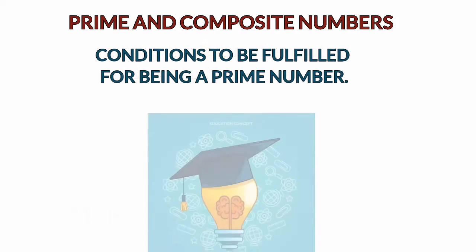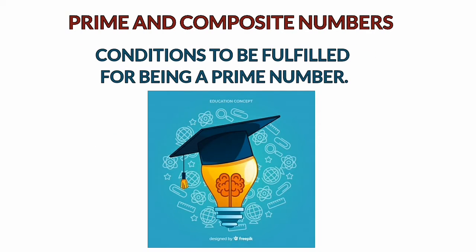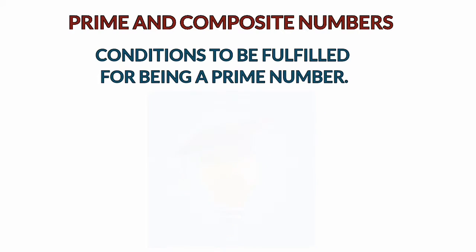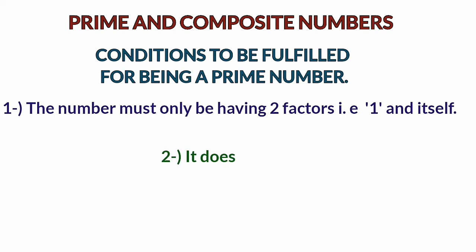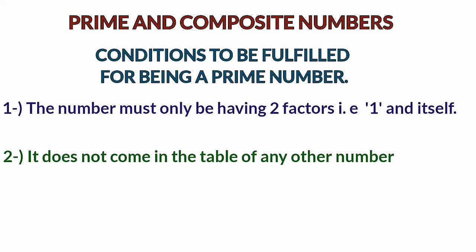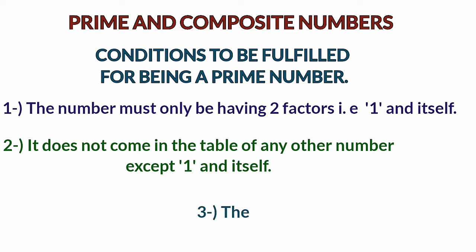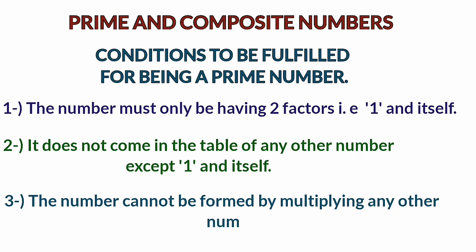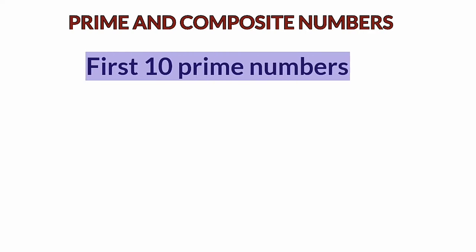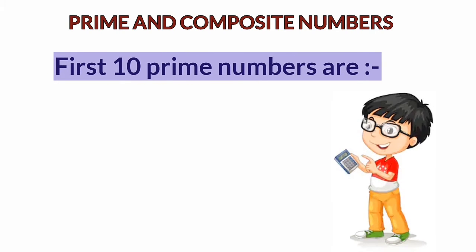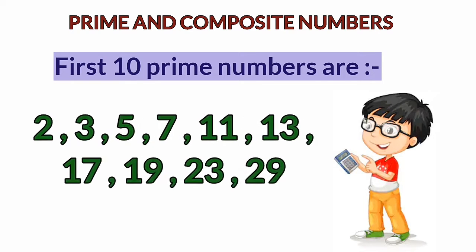So here are the conditions to be fulfilled for being a prime number. First, the number must have only two factors, that is 1 and itself. Second, it does not come in the table of any other number. Third, the number cannot be formed by multiplying any other numbers. We should always keep in mind the first 10 prime numbers for fast answers. So, the first 10 prime numbers are here.